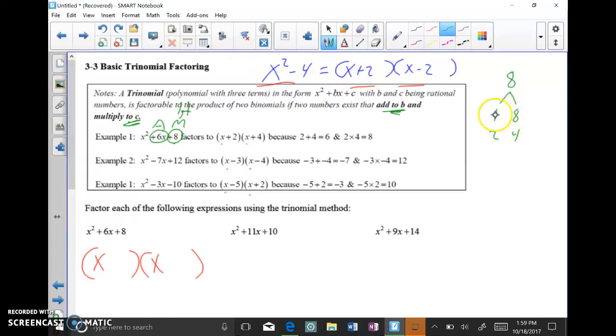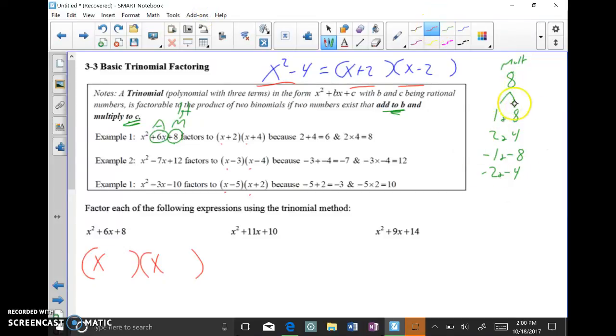And that's it for positives, but don't forget the negatives too, because a negative times a negative is positive. So negative 1 times negative 8 multiplies to positive 8. Negative 2 and negative 4 multiply to positive 8. And I don't want you to think that's negative 2 minus 4. It's negative 2 and negative 4. These are two numbers that multiply to positive 8. So these are all the numbers we could use.